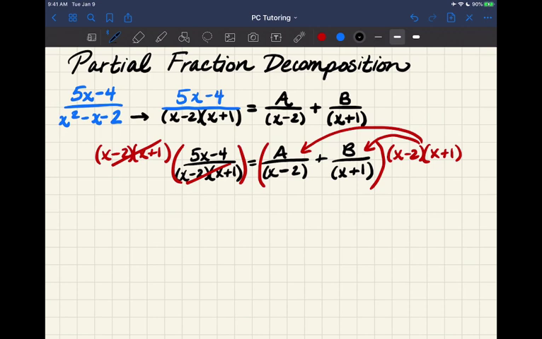A is going to multiply with x plus 1, and the x minus 2 will cancel out with this thing on the bottom. Notice B is going to be multiplied with x minus 2, and x plus 1 will be multiplied with this on the bottom. So notice that this common denominator made things way easier. And let's not forget about the beautiful 5x minus 4 on the left.